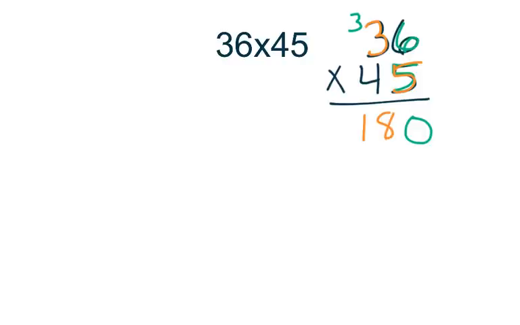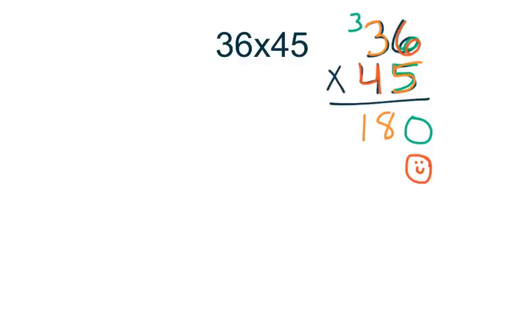Now, I'm going to move on to my tens, and when I'm moving on to my tens, my first step is going to be to put my placeholder. Don't forget your placeholder. I'm then going to multiply my 4 in my tens place times my 6 in my ones place.